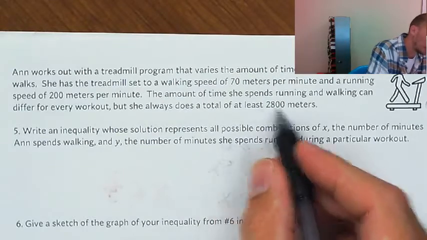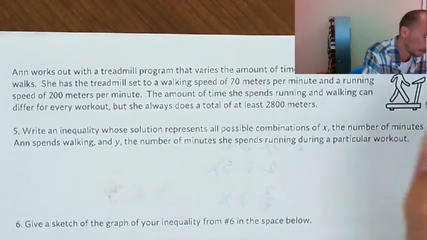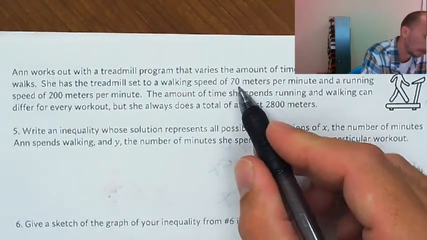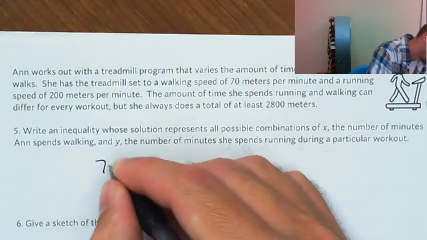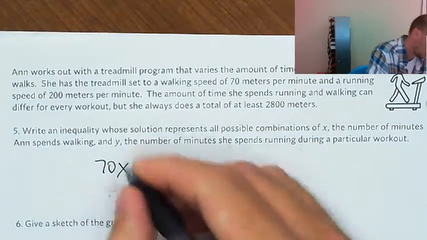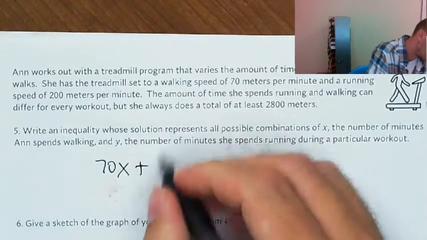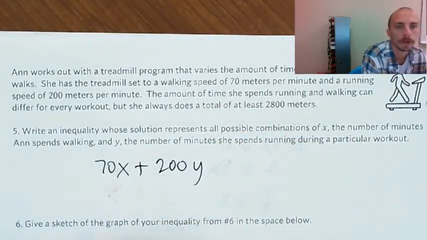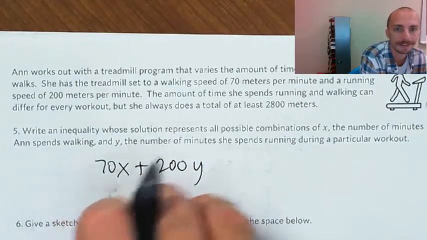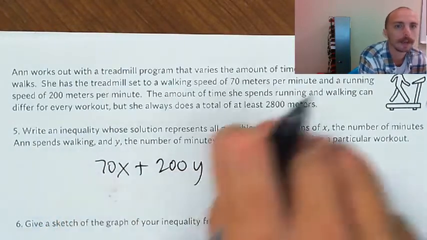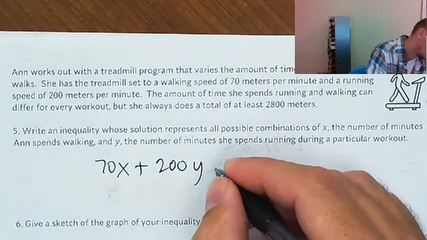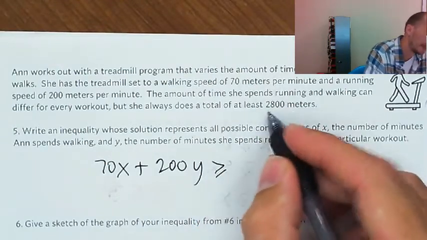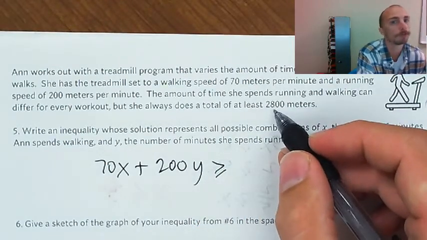So something has got to be at least 2,800. But the total amount of distance, well, that would be 70 meters times the number of minutes spent walking, which we said is x, plus 200 times the number of minutes spent running, which is y. This is the total amount of distance she traveled, right? And that's got to be at least 2,800. So I'm going to say greater than or equal to, because at least 2,800 means 2,800 meters, that's okay.